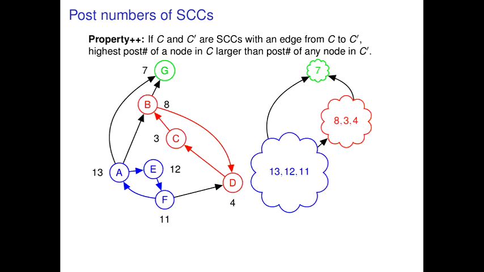Let's look at the red one and the green one. What is the highest post order number in C, in the phrase about C and C prime, where C has an edge to C prime? In C, what is the highest post order number here? 8. Now, is 8 higher than 7? Yes. Okay. So that's what it's saying.